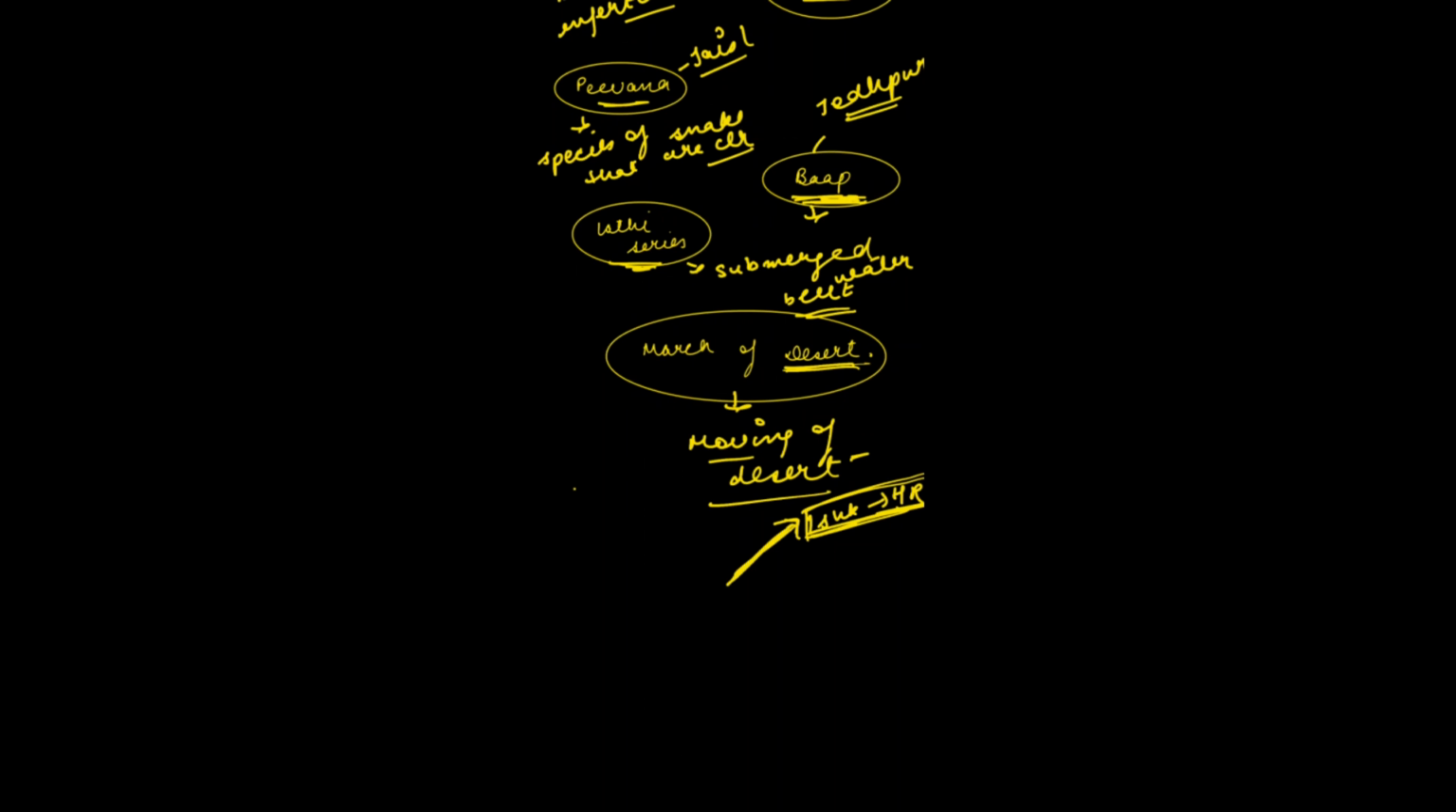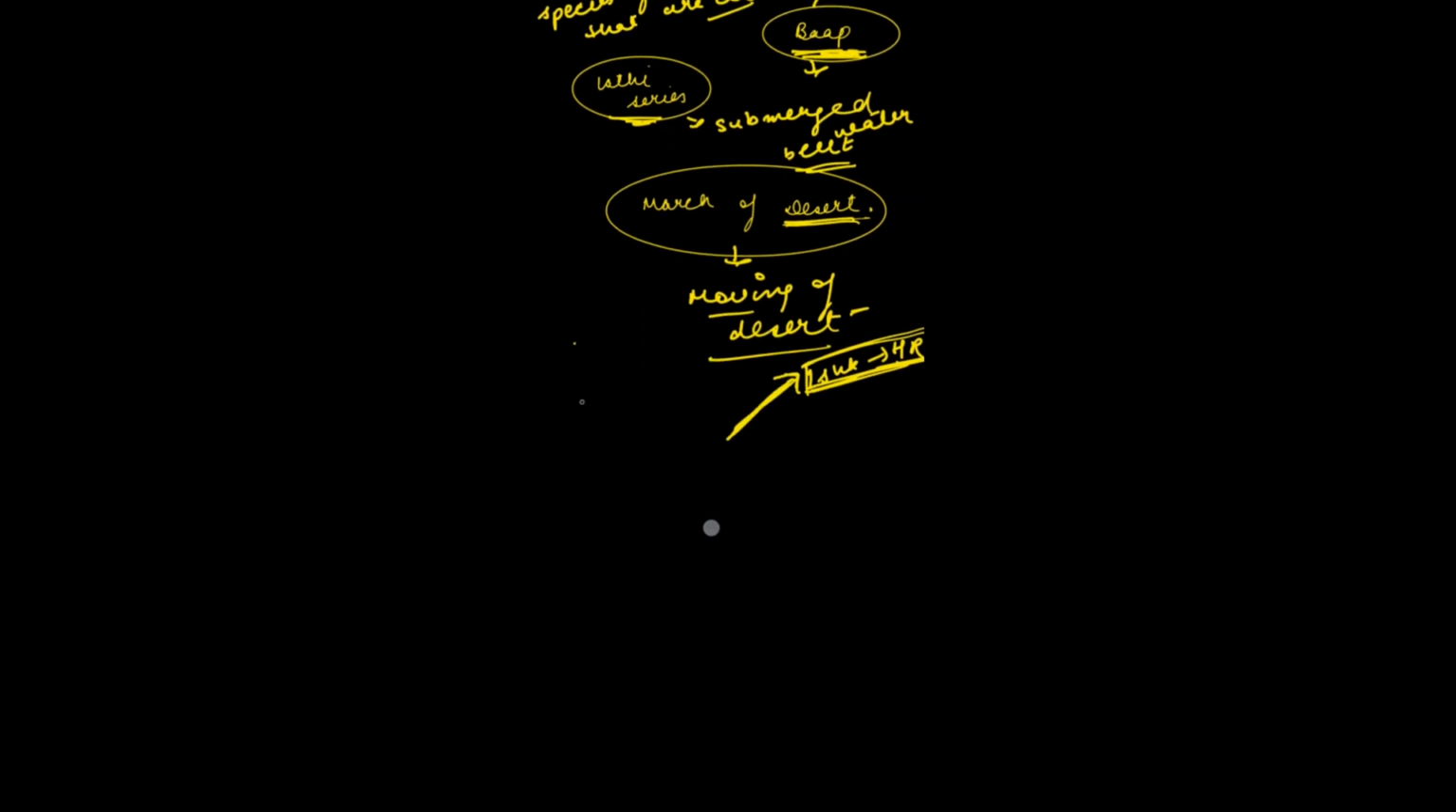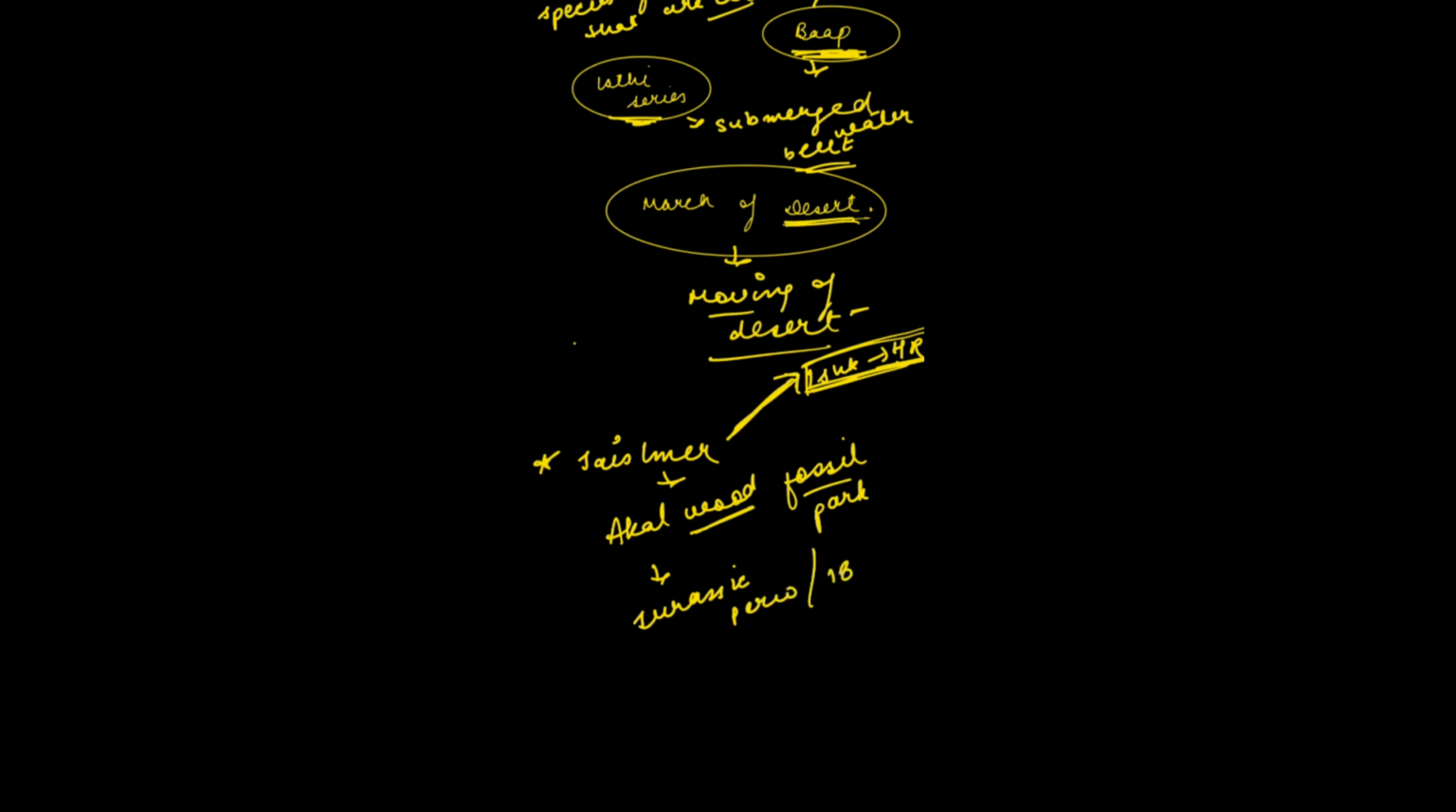So these were the terms, and just another thing which you should know, that Jaisalmer is also famous for Akkal Wood Fossil Park. We have the fossil remains over here. Which fossil? Wood fossils, and the time period of this region is the Jurassic period.